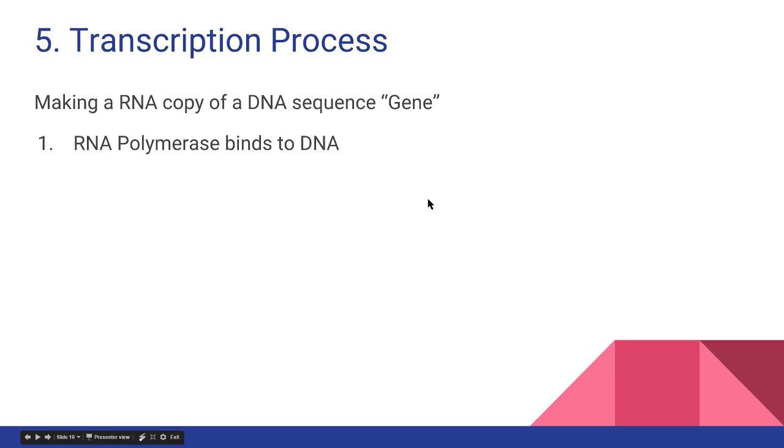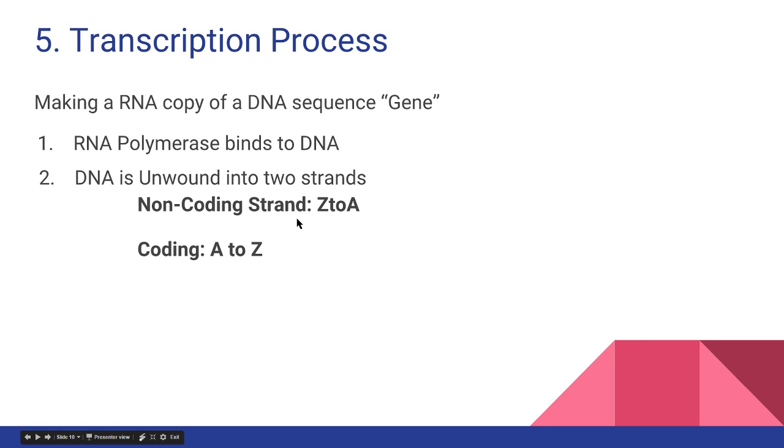So an RNA polymerase binds to DNA. The DNA is unwound into two strands. So remember, DNA is a double helix. When this RNA polymerase comes in and binds DNA, it splits those two strands. It splits that DNA, so now you have your two strands.